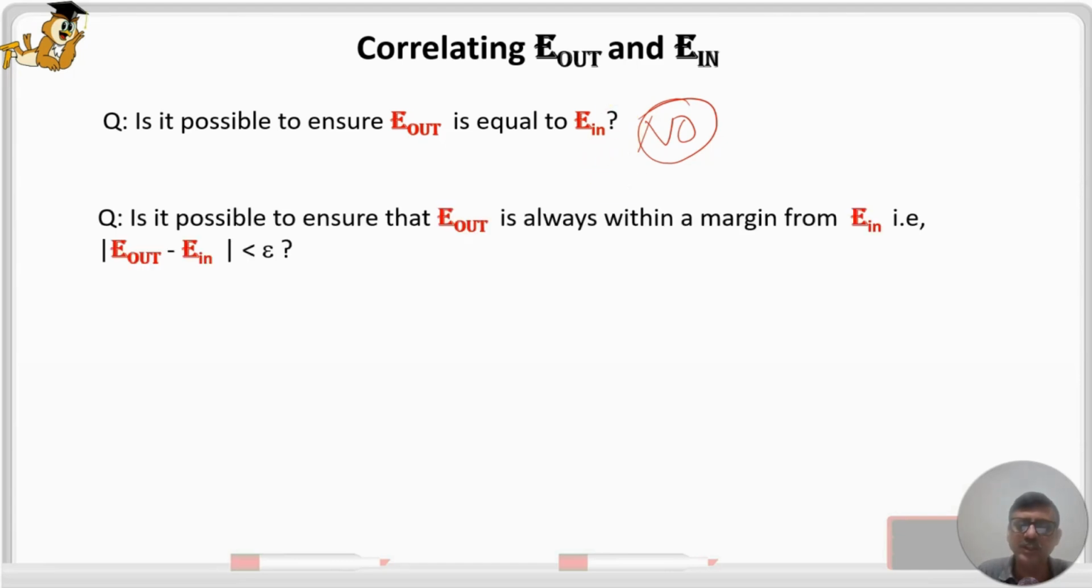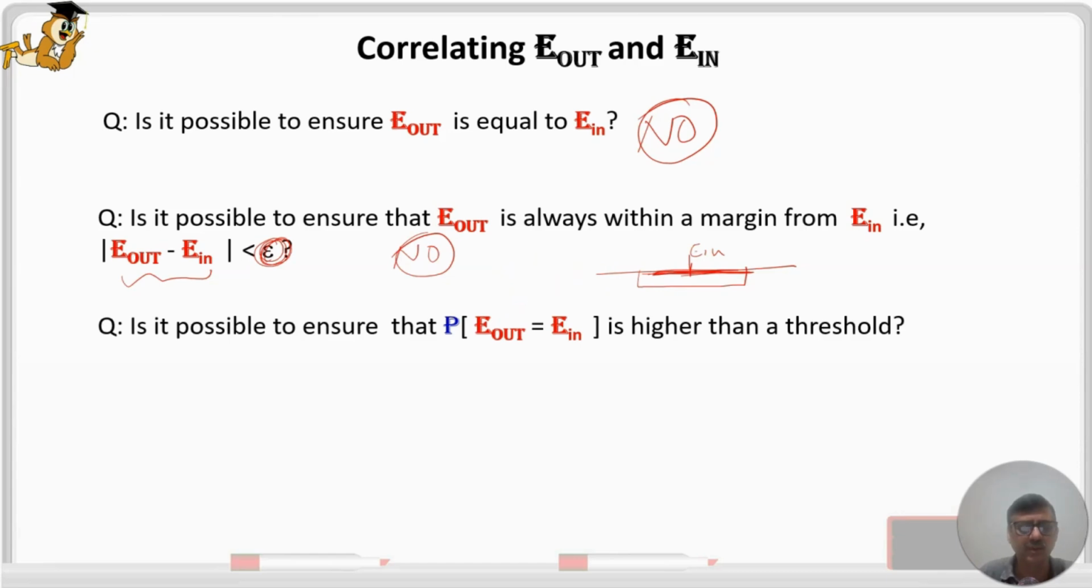Is it possible to ensure that Eout is always within a margin from Ein? In the sense, is it possible to ensure that the absolute difference between Eout and Ein is always less than a quantity that you can specify, let's say epsilon? And the answer to that question is also no. If this was your Ein, for example, it's not possible to guarantee that Eout would always lie within a certain margin from Ein. That's not always possible.